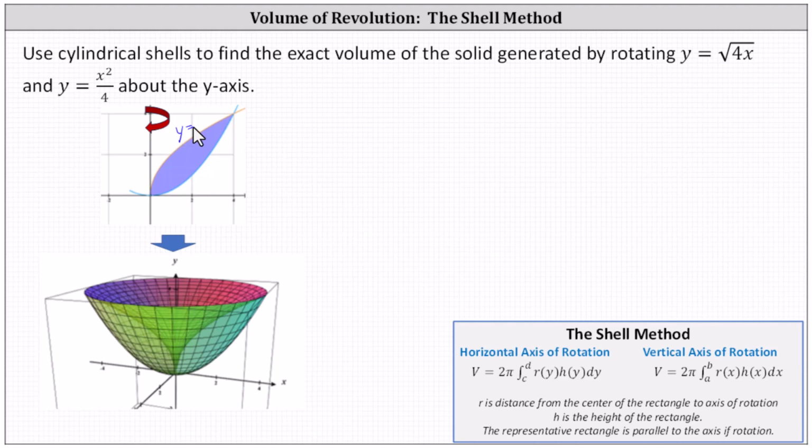And because the square root of 4 is equal to 2, we can write the top function as y equals 2 square root x. And let's write the bottom function as y equals 1/4 x squared.